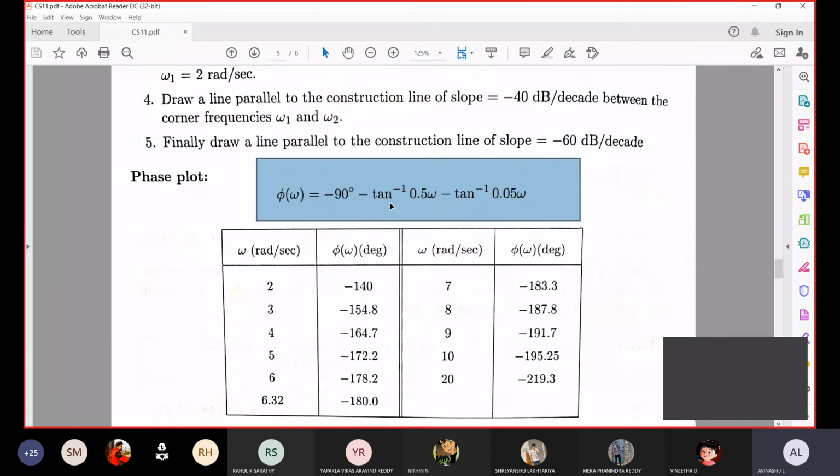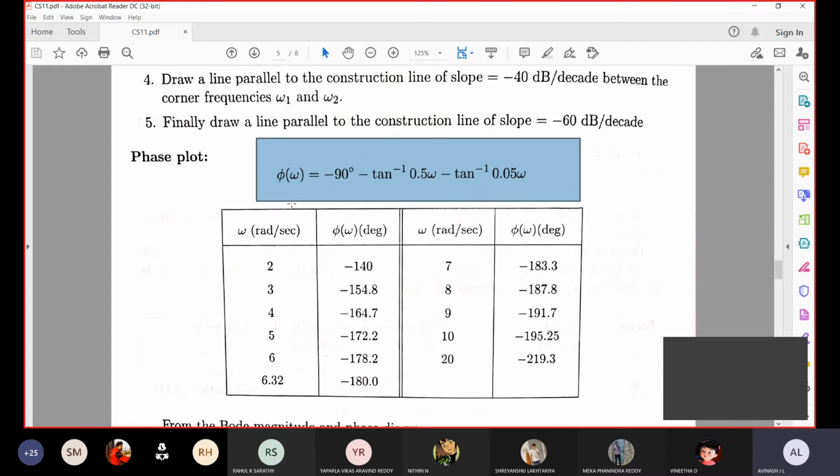The next factor is 1 divided by 1 plus 0.5 j omega, so it gives minus tan inverse of 0.5 omega, and once again the minus tan inverse of 0.05 omega will complete the equation for phi of omega. Please obtain this particular equation. If anyone has any doubt in obtaining this equation, please let me know.